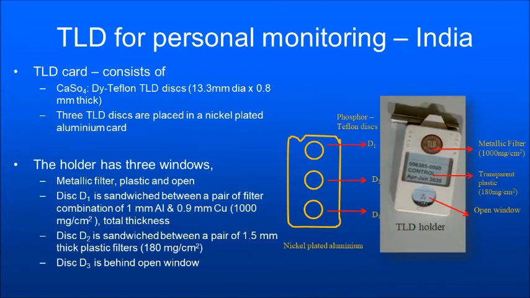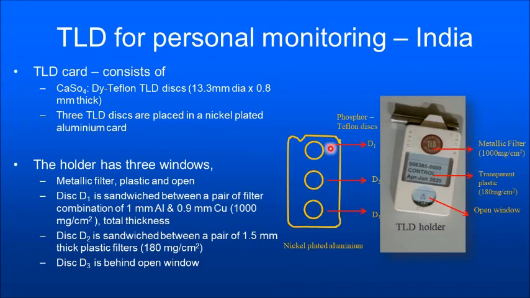Let us now look at how this thermoluminescent material is used for personal monitoring. Calcium sulfate in the form of discs of diameter 13.3 mm and thickness 0.8 mm is placed in a holder called a thermoluminescent dosimeter holder. This holder has three openings. The first opening has a metallic filter. The second opening has a plastic filter. And the third one is fully open.